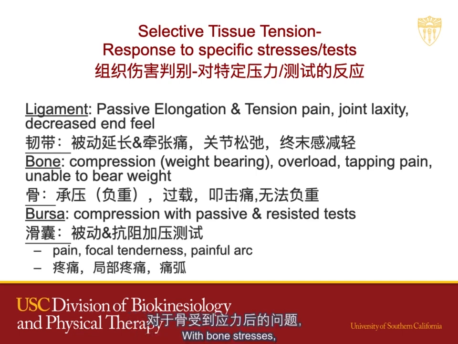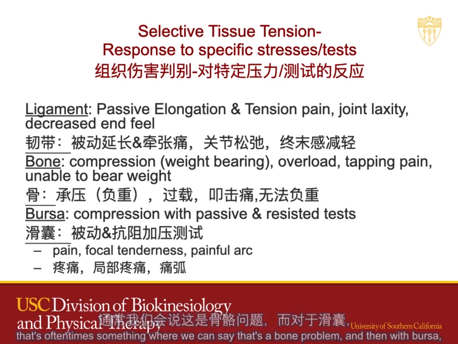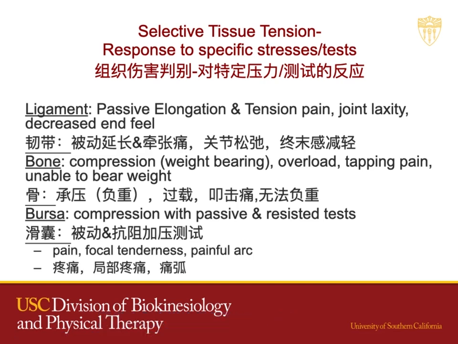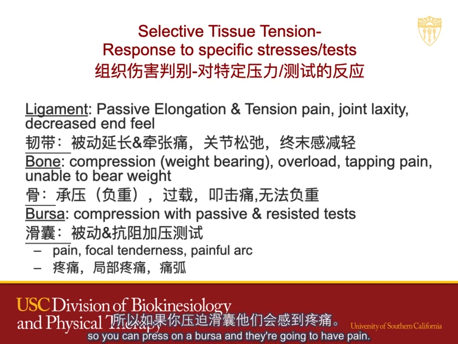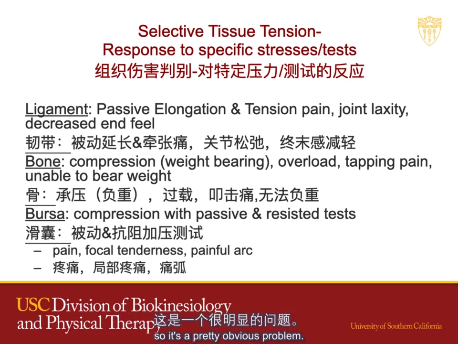With bone stresses, there's usually problems with weight bearing. They're unable to bear weight. That's oftentimes something where we can say that's a bone problem. And then with bursa, they're actually going to have issues with compression. So you can press on a bursa and they're going to have pain. So it's a pretty obvious problem. It's a focal tenderness, meaning it's very direct that they're going to demonstrate their pain.